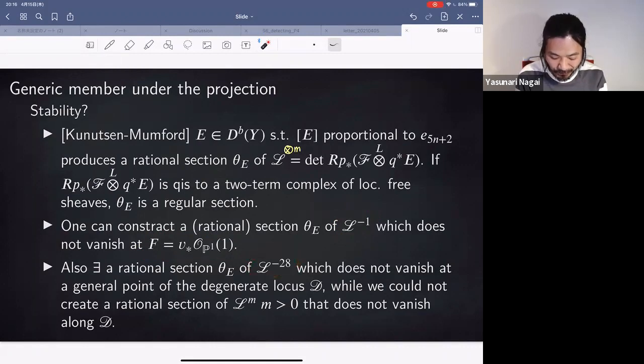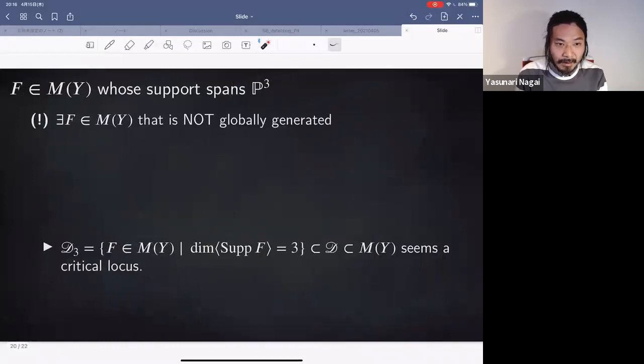So this may look funny, but somehow we can check that there's a rational section at the generic point of the degenerate locus divisor, while we cannot create any rational section of a positive power of L along D. So this is, I must say, numerical experiments on computer, and we have further trouble, which is this.